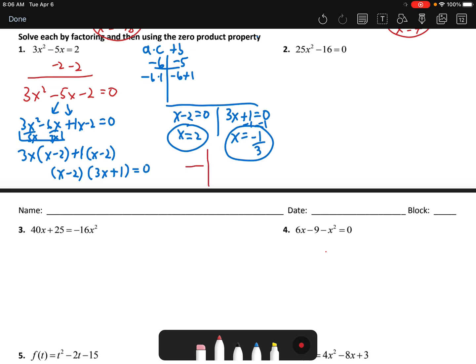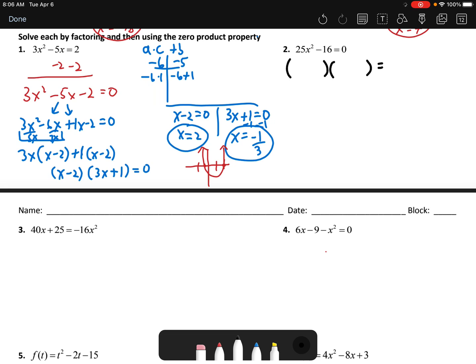this. So here's our parabola. Here's one x-intercept. Here's the other one. See what we found? That should look familiar. We just found the zeros, or the roots, or the solutions, or the x-intercepts.